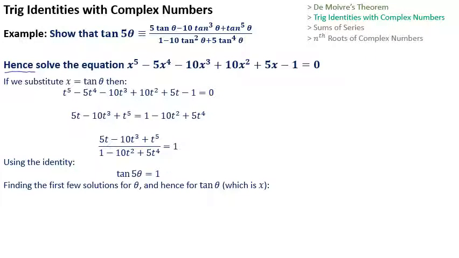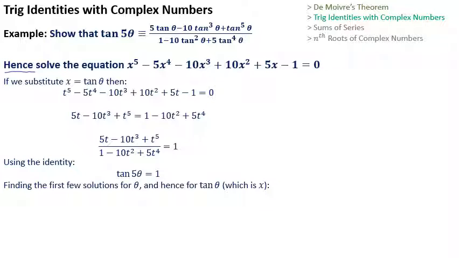But it's not just that solutions for theta give us solutions for x. It's a bit more subtle than that. Even if there are infinitely many angles that work, there won't be infinitely many values of tan of those angles. You'll see as we go through. We'll start by finding the first few solutions for theta. And then from there, we're going to generate solutions for tan theta.